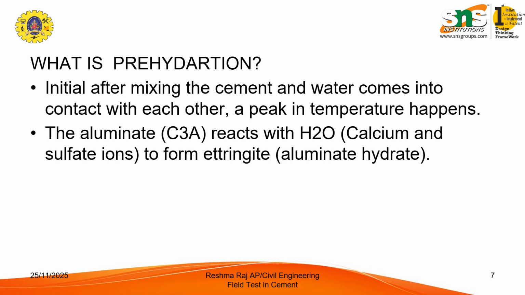So the aluminate present in cement will react with water, and the chemical equation is carried out. That is, because of the reaction between aluminate and water, aluminate hydrate will be produced. That is the cause of these lumps.